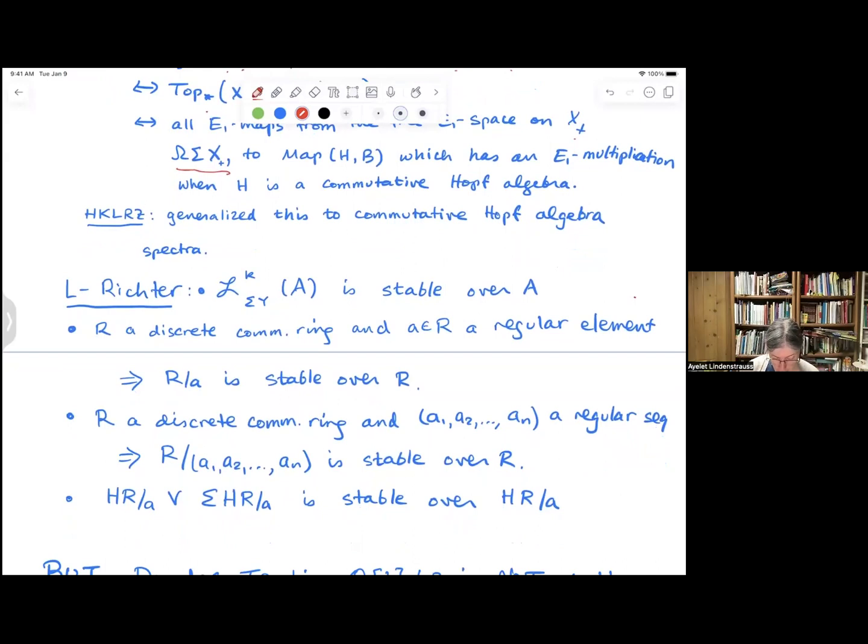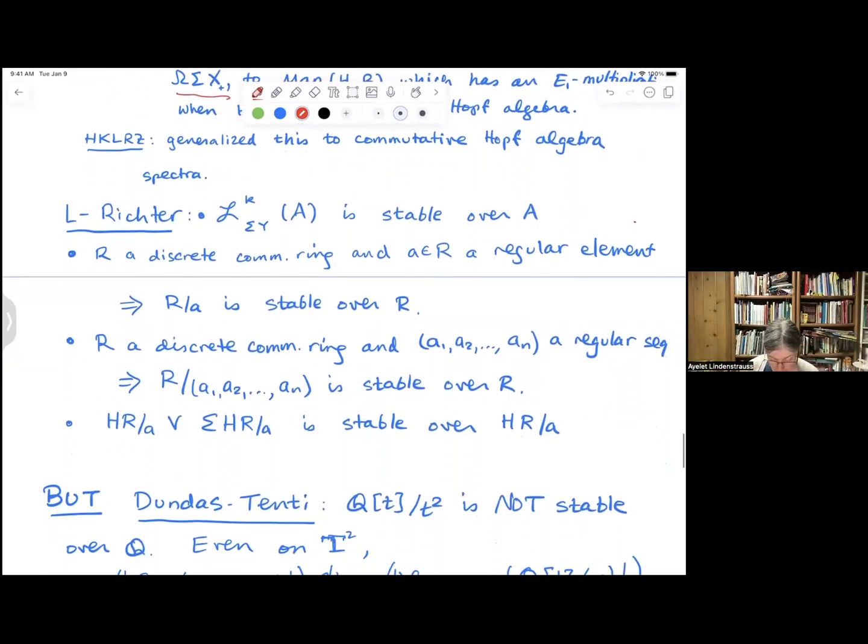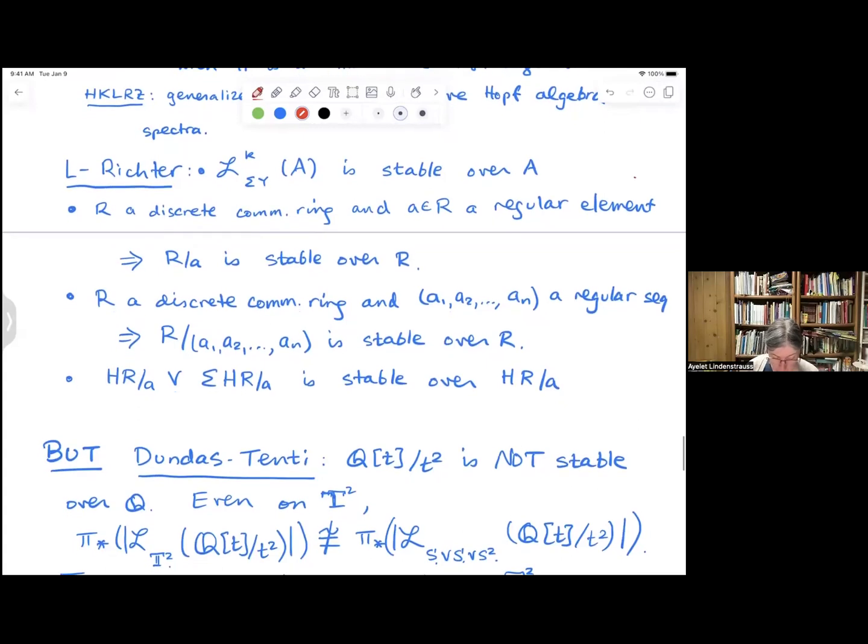And then we were also able to show that if you have the Eilenberg-MacLane spectrum of a quotient of a commutative ring by a regular element, and you want to join it by a suspension and a suspension of that quotient, that is also stable. But this is obviously a weird property, right? And Dundas and Tenti didn't have to go very far to find counterexamples of things that aren't stable.